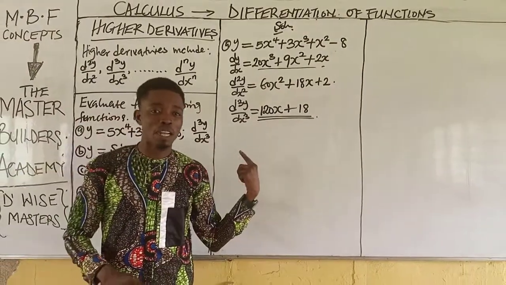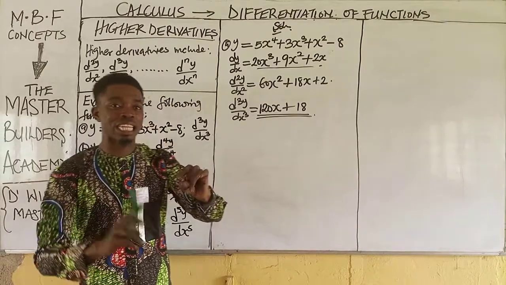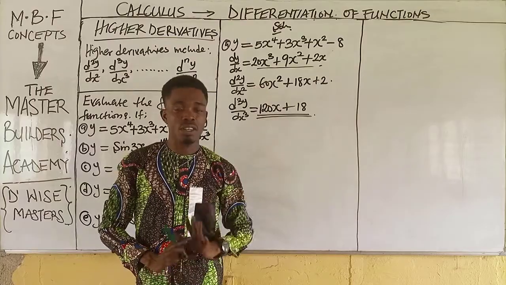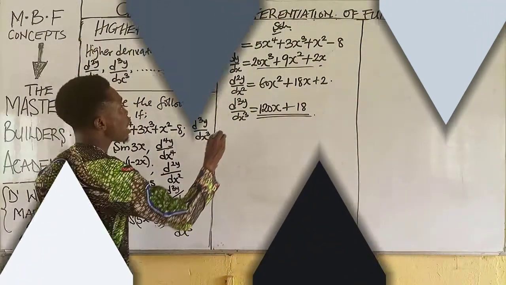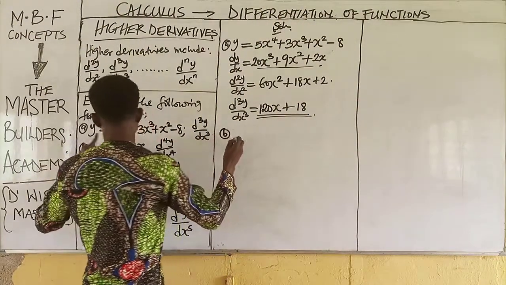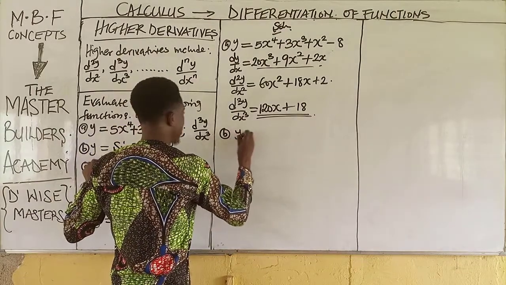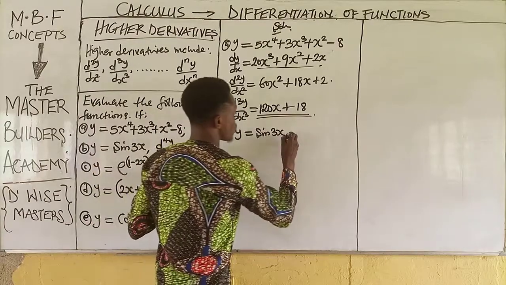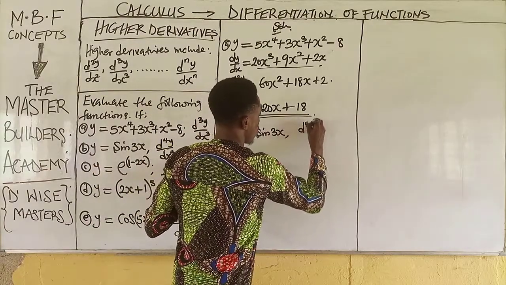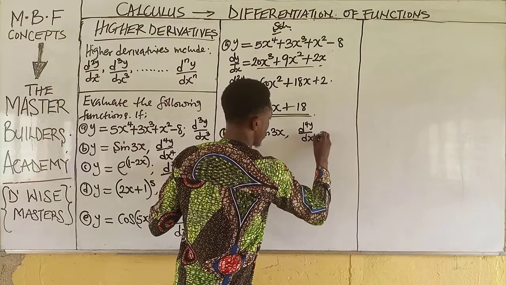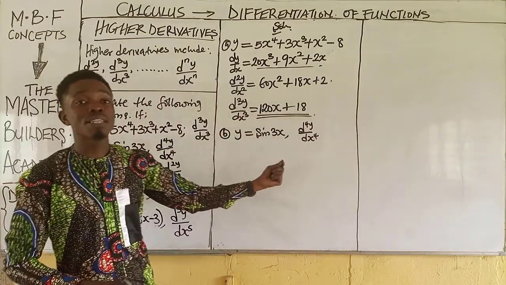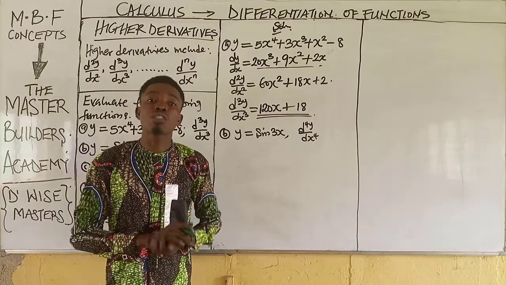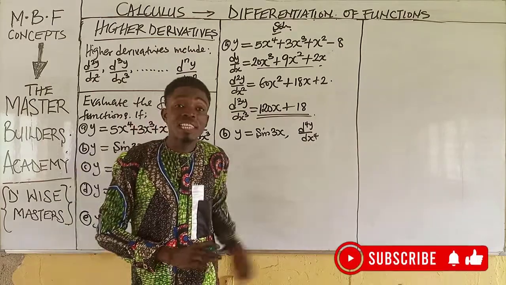So, with or without solving other problems, I know you can solve it. Understand that the current derivative depends on the previous derivatives. Now, question number 2, we have y is equal to sine 3x, and we are asked to find d^4y over dx raised to power 4. This is the fourth derivative. That means we will have to differentiate this function 4 consecutive times before we can get our answer.